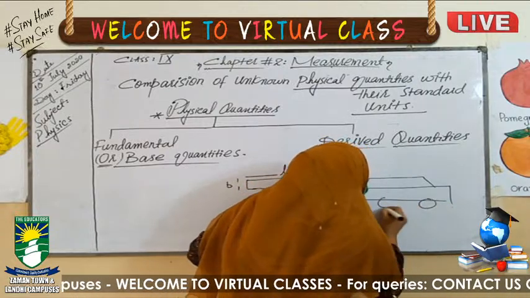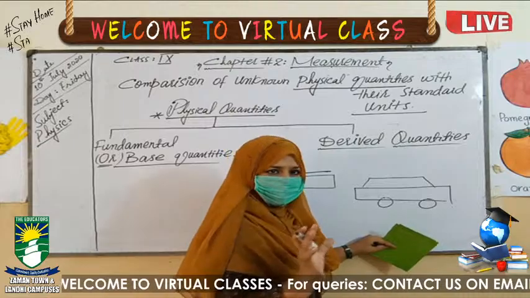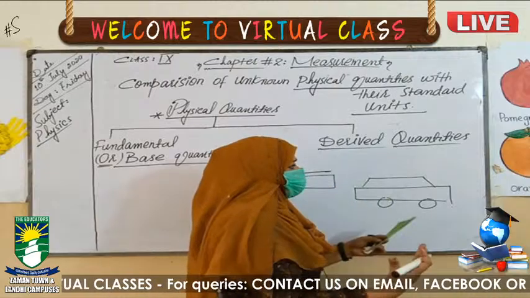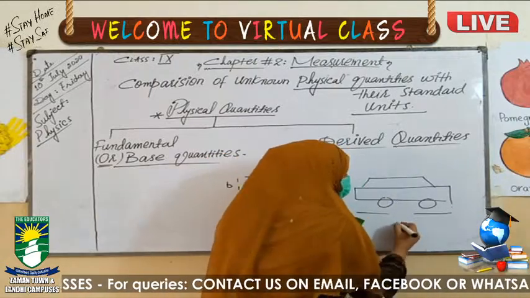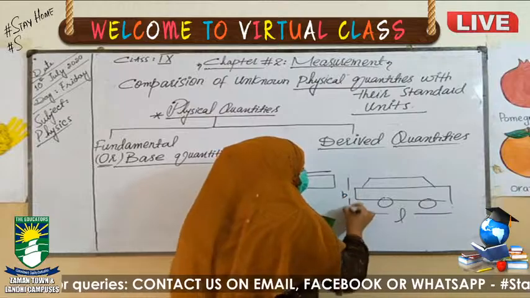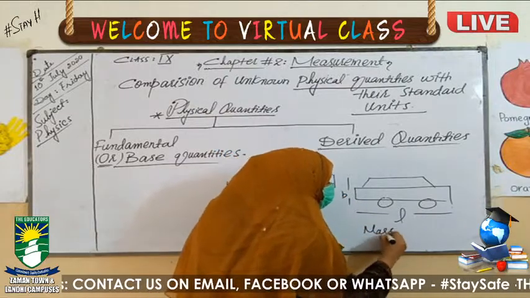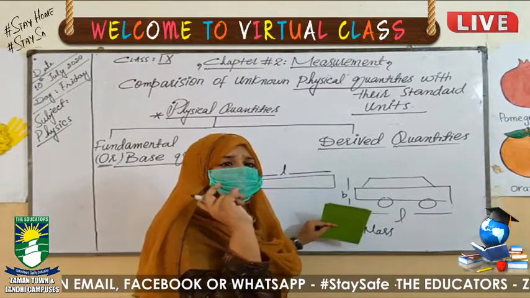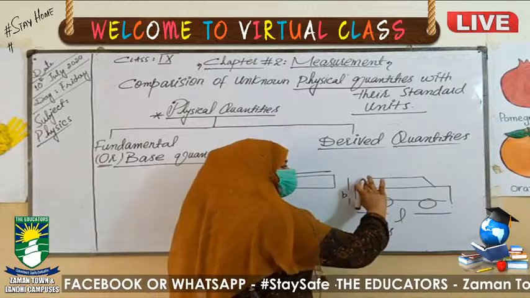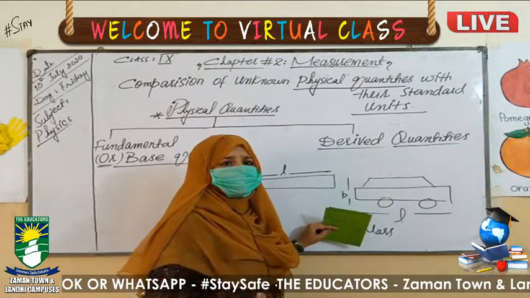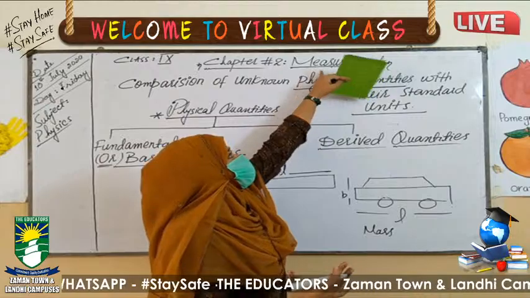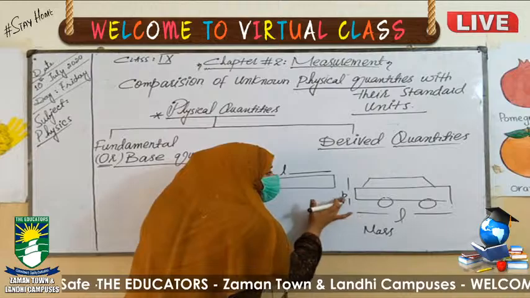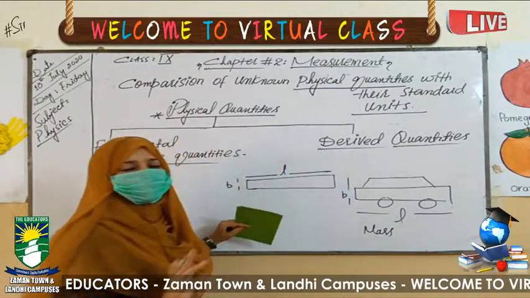This car must be having some physical properties, and that property will be the physical quantities. Physical property means it will be having some length, breadth, or some mass or weight. That mass, length, breadth is basically the physical properties of this car. And to measure these physical properties is known as the measurement, and it is also known as the physical quantity. So we can say this mass, length and breadth are the physical quantities.